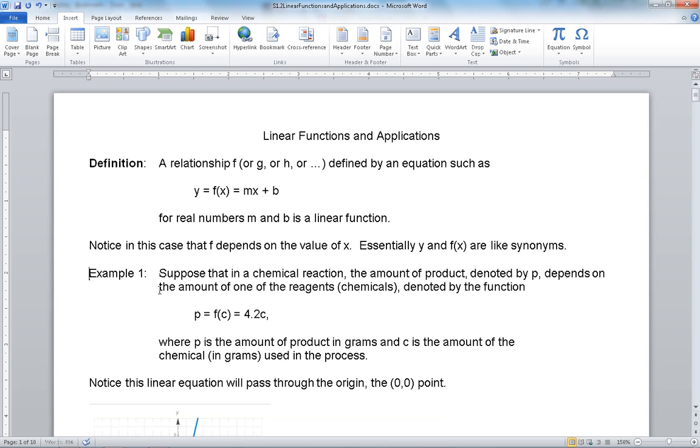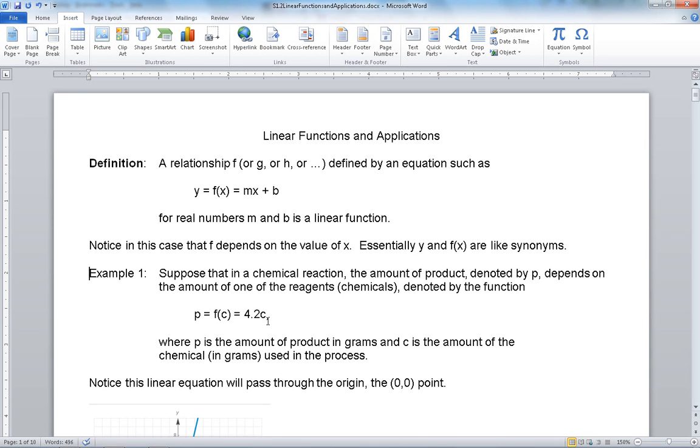Now, let's consider a simple example. So let's say that in a chemical reaction, the amount of product, what you get out of a reaction, which we'll denote as P, depends on the amount of one of the reagents or chemicals that you put into the reaction. So we're going to let P be defined as the function of C. So f of C equals 4.2 times C.